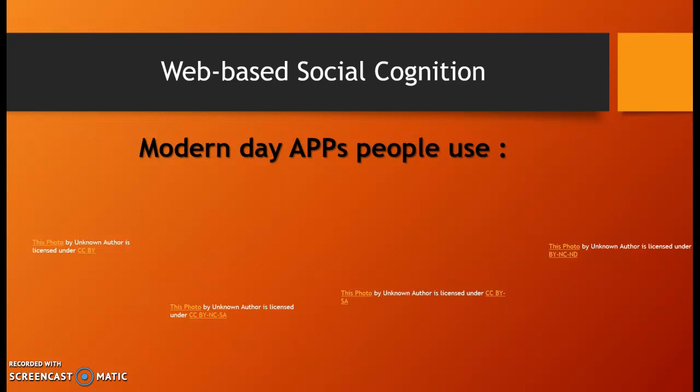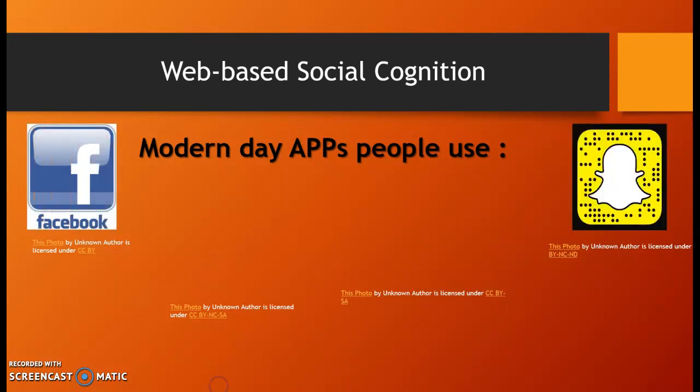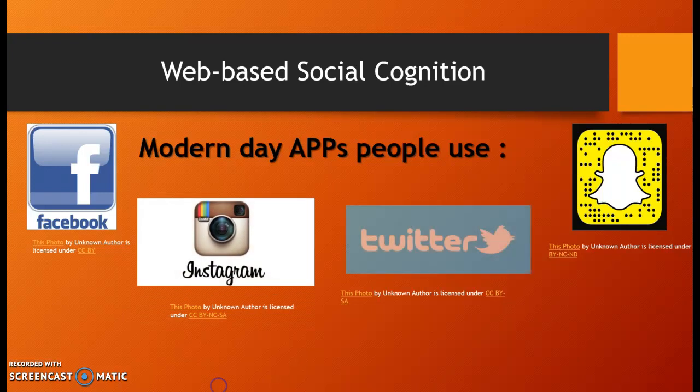Well, according to Sabates, 2012, she states that web-based social cognition is the manner in which various social, psychological phenomenon are interacted in the cyber world. This means that today, people use computer apps to socialize and to get to know people. Some examples that people use today to form this first impression include Facebook, Snapchat, Instagram, and Twitter.